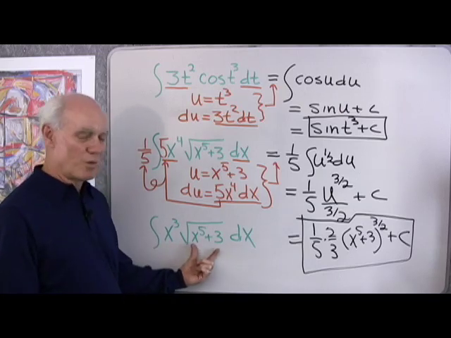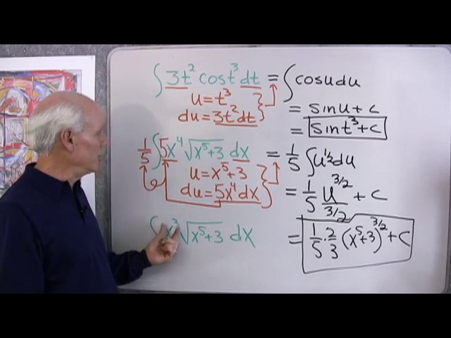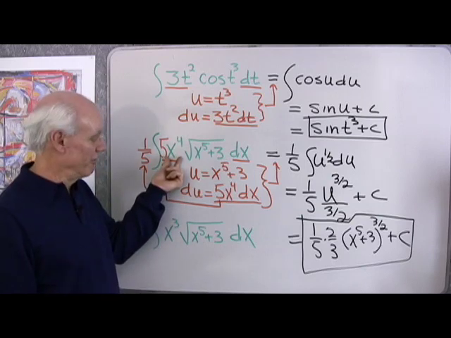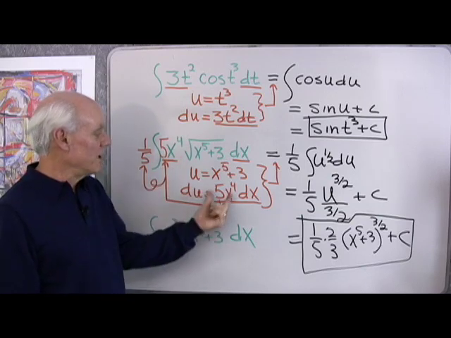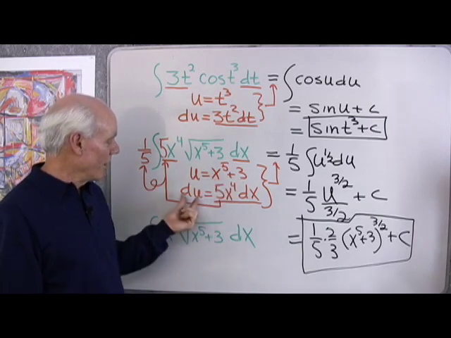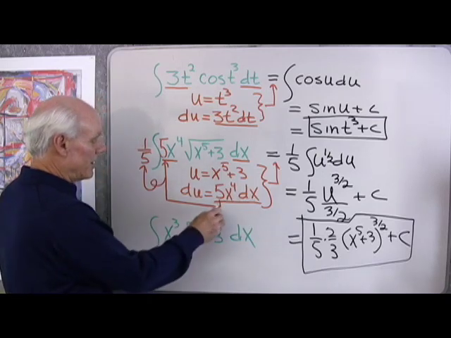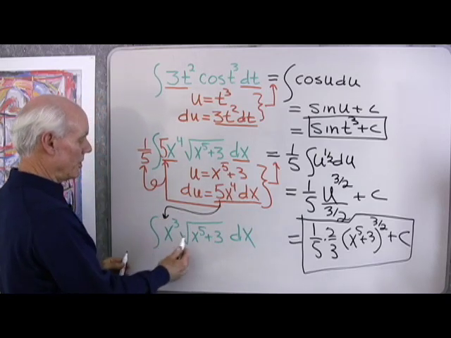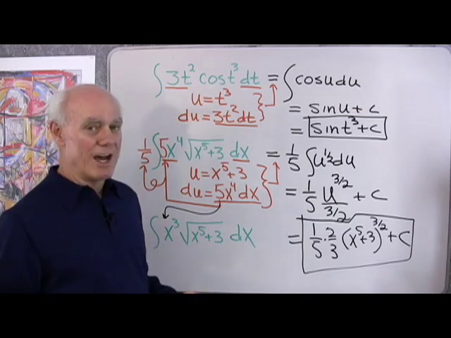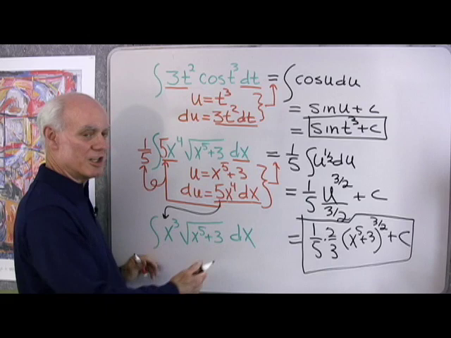Now, what about if I had this problem right here? X cubed square root x to the fifth plus 3 dx. So that this was an x cubed instead of what I had over here, x to the fourth. Okay, I would try that same substitution. U is equal to x to the fifth plus 3. But when I find du, it's 5x to the fourth dx. To make this work here, I'm going to need to multiply by 5x so that I get 5x to the fourth here to give me my du.